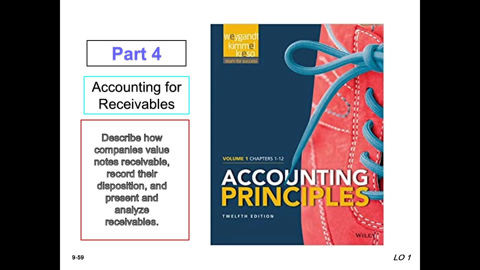Today we will describe how companies value notes receivable, record their disposition and present and analyze receivables. We are treating it as part 4 of the chapter Accounting for Receivables, and everybody knows that's our book name, Accounting Principles, writers Weygandt, Kimmel and Kieso.